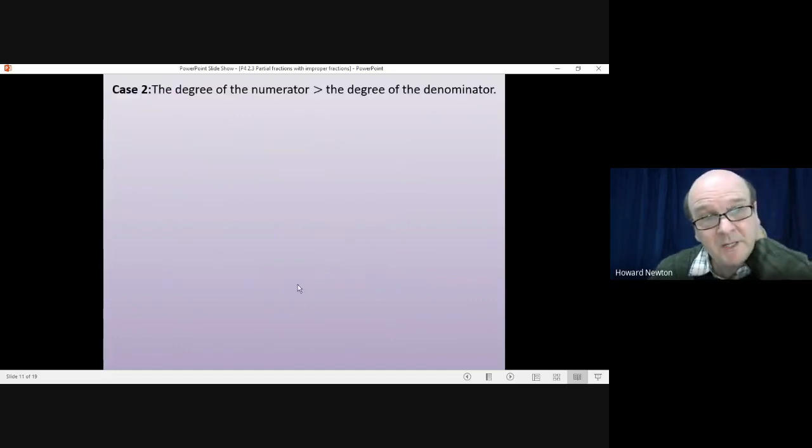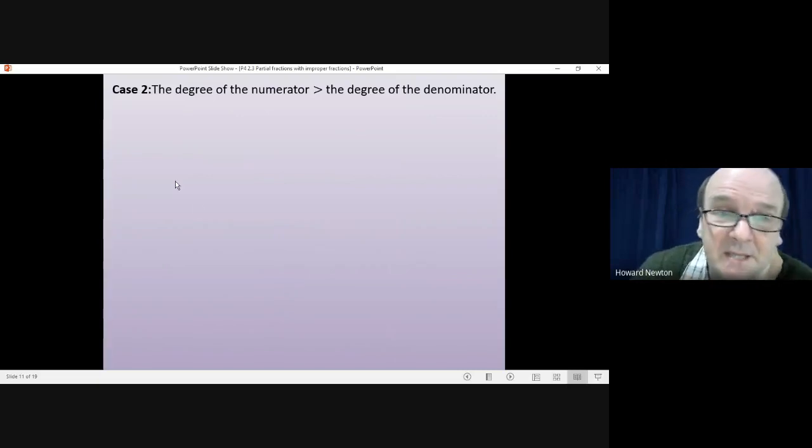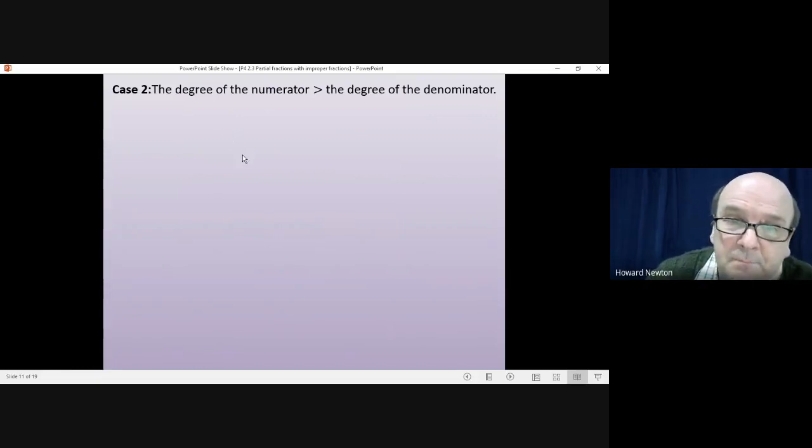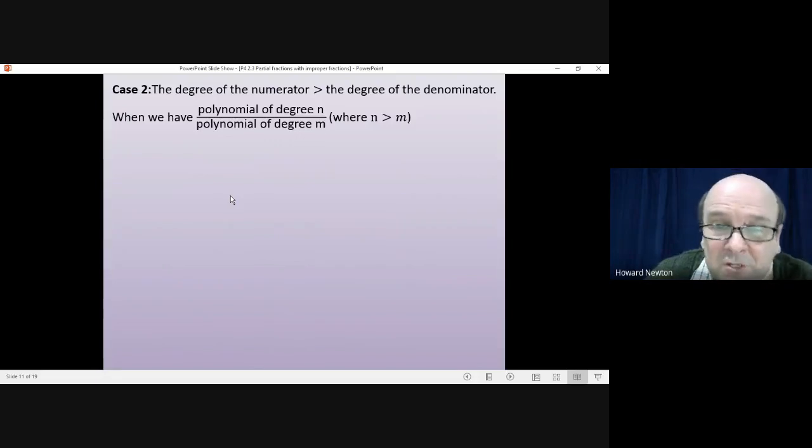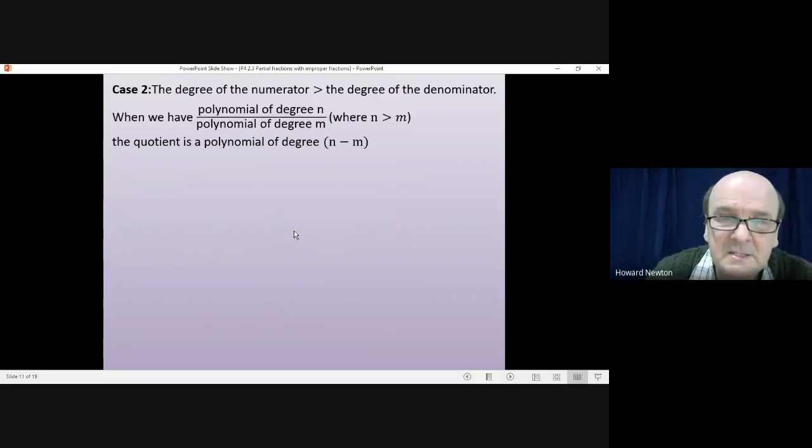Okay, we've been looking at case 1 so far. Case 2 is where the degree of the numerator is greater than the degree of the denominator. So it's where we have, for instance, a polynomial of degree n divided by a polynomial of degree m, where n is greater than m. The degree of the top is greater than the degree of the bottom. If that's the case, then the quotient isn't a constant, it's a polynomial. And the polynomial will be of degree n minus m.